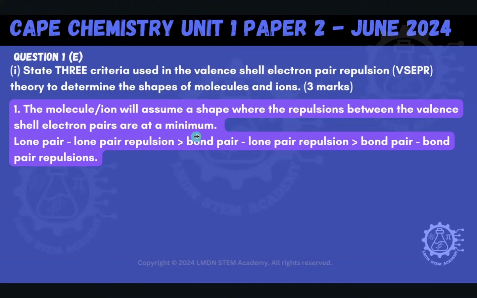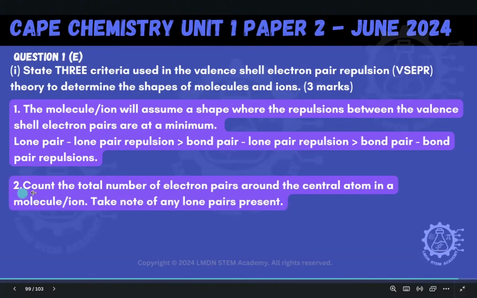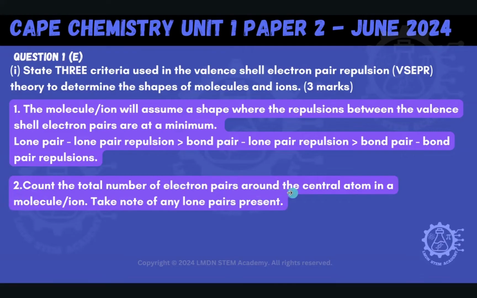And so with this as our base criteria, the next thing that we have to do is count the number of electron pairs around the central atom in a molecule or ion. And then we're going to take note of any lone pairs present. So what does this mean? If we have to count the number of electron pairs, it means that we're going to have to draw a Lewis structure, so showing the bonds that make up that molecule or that ion, and then count the electron pairs around the central atom, so the atom in the center, and then we're going to take note of any lone pairs present.